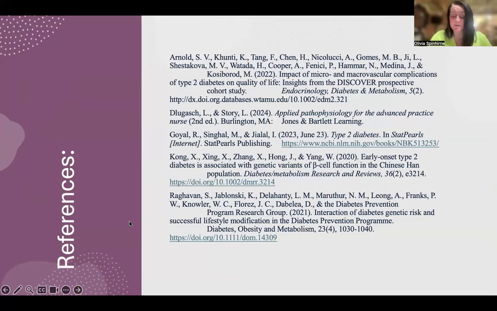These are the references used throughout the presentation. All sources are peer-reviewed and align with APA formatting.